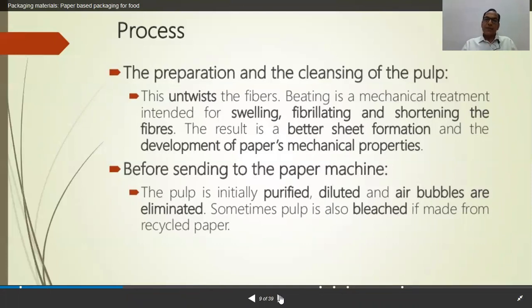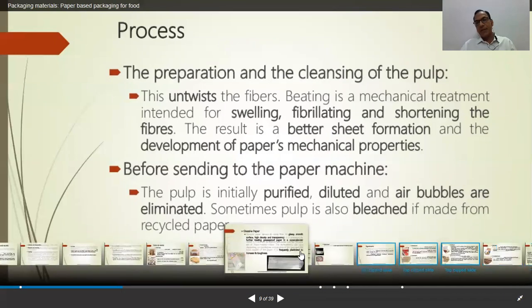Before sending to the paper machine, the pulp is initially purified, diluted and air bubbles are eliminated. Sometimes pulp is also bleached if made from recycled paper.